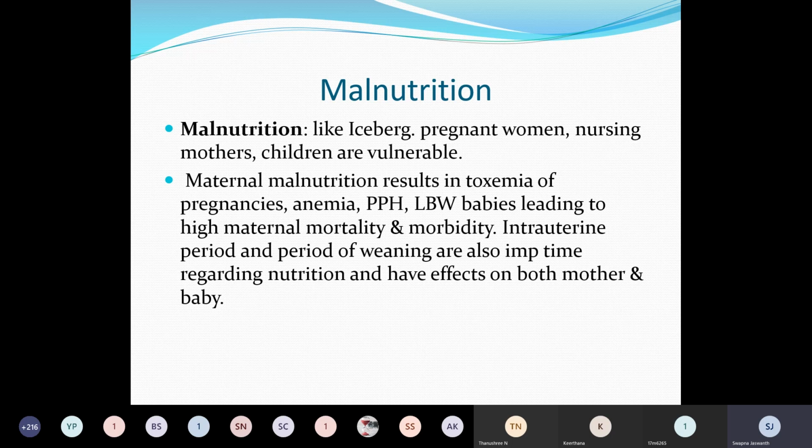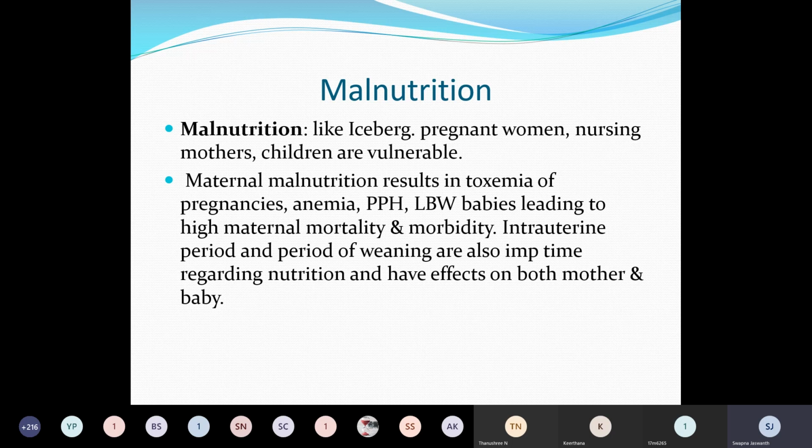So there is direct intervention of improving the nutritional status of the mother as well as the child, as well as indirect intervention of improving the nutritional status of the child. How can we do this? We can provide supplementary feeding by providing iron and folic acid, by fortification of food, by giving them nutritional education, and also by controlling the communicable disease.